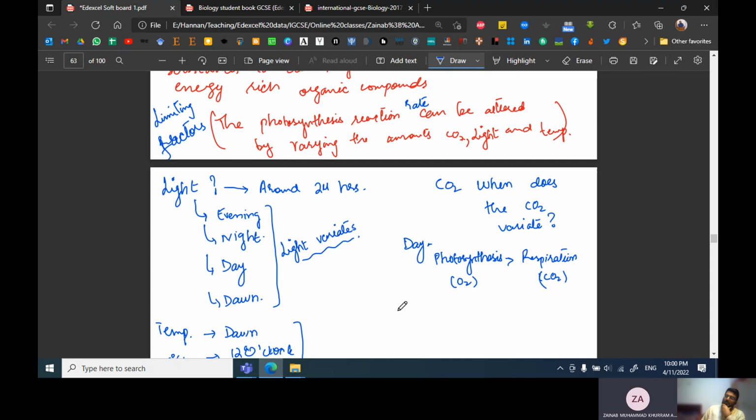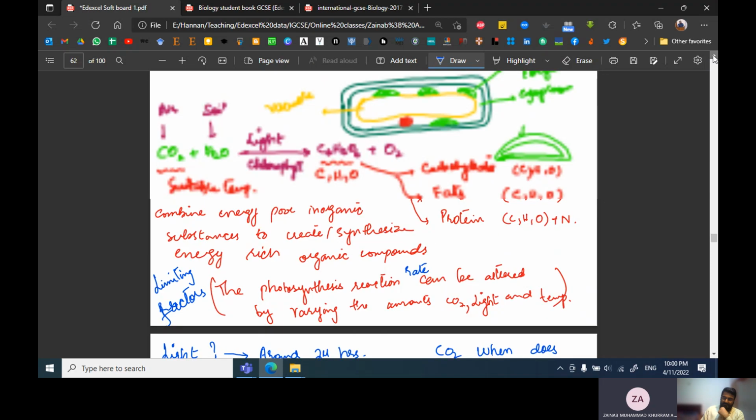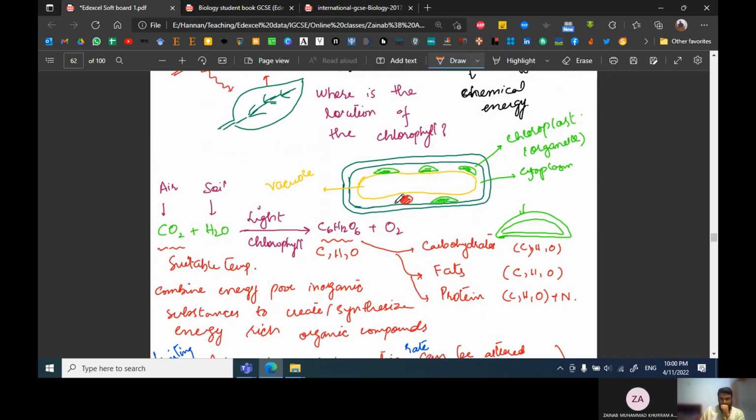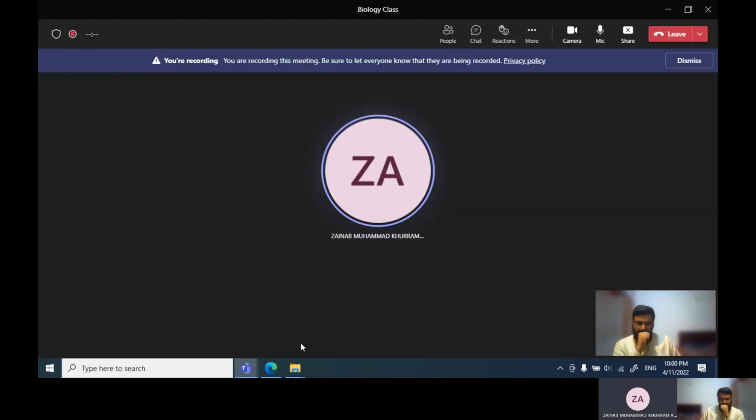The stomata. Organelles, not the cells. The respiration occurs in the mitochondria. Have we discussed the respiration? I don't think we discussed it in terms of plants.